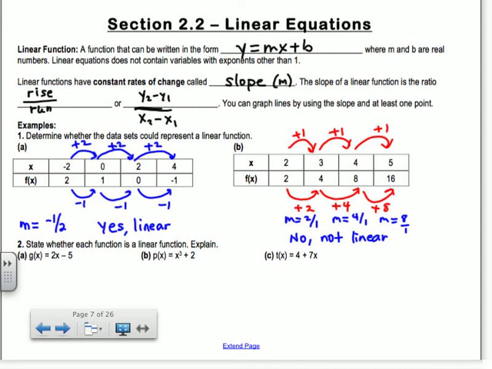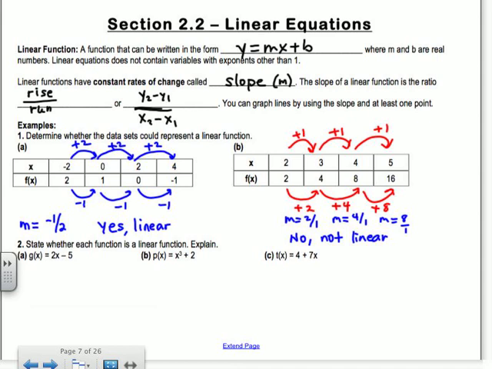Number 2 says state whether each function is a linear function, and explain. So we're seeing if it's always in that form y equals mx plus b. A, I have g of x equals 2x minus 5. Is that a linear function? Yes. In this case, m is 2, my b is -5. How about b? p of x equals x cubed plus 2. It looks like maybe you could say m is 1 and b is positive 2.